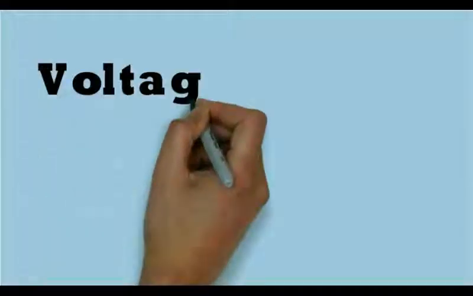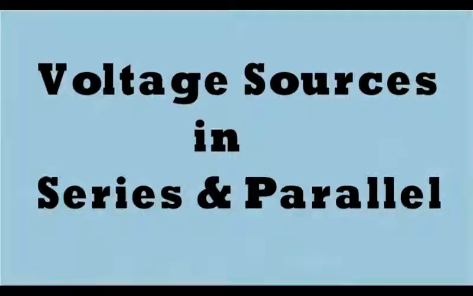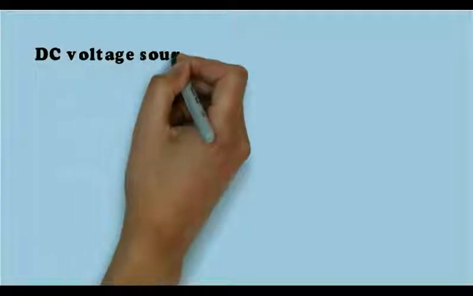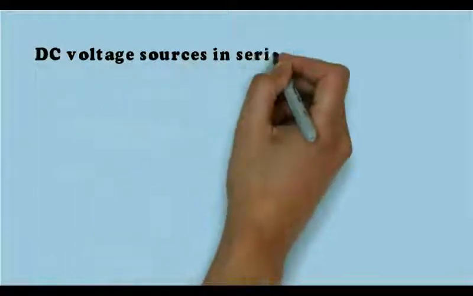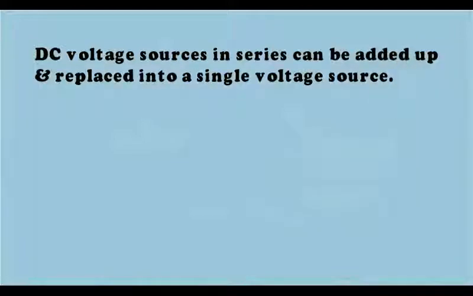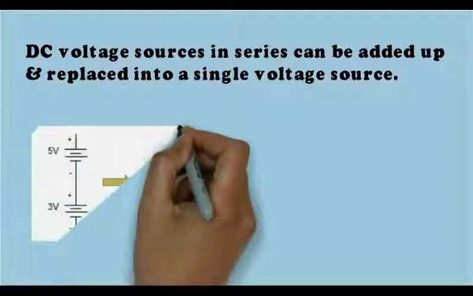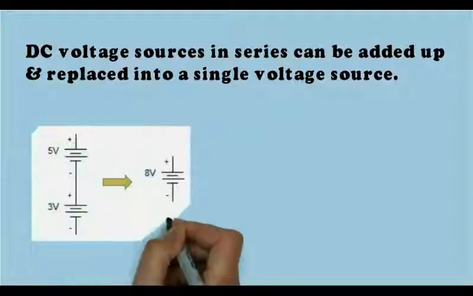Now, study what happened when multiple voltage sources are connected in series and parallel in circuits. DC voltage sources are added up and replaced into a single DC source, if they are in series. These are the examples in which two DC voltage sources are added up.